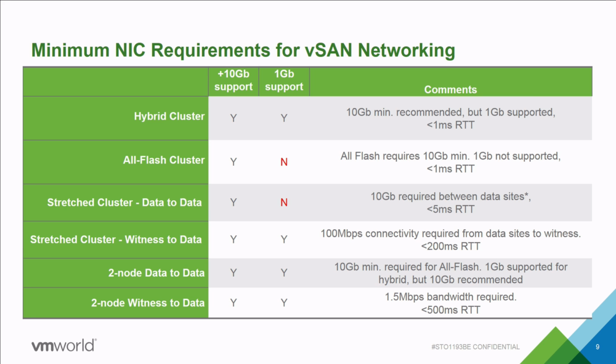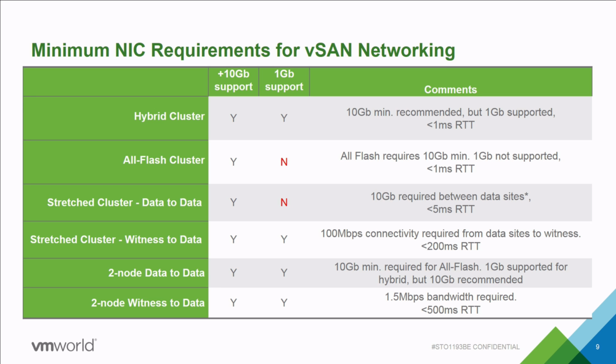Then when we're talking about the stretch cluster, data to data would require that. By that I mean when we deploy a stretch cluster, we have a data site and another data site where we put the 2 copies of the data, and then there's a third site that holds the witness. The data to data is the 10 gig with the 5 millisecond RTT, but since there's so little traffic going to the witness, we can reduce the requirements there quite a bit.